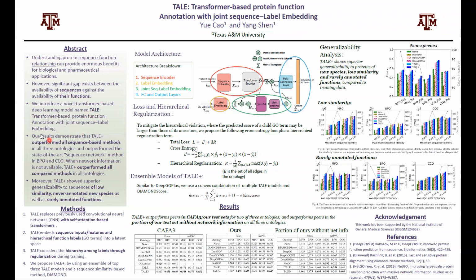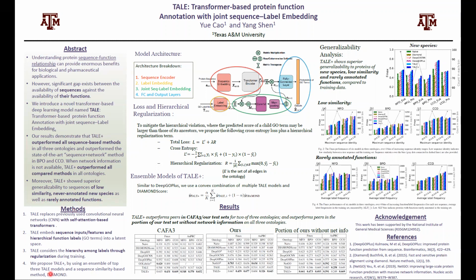TAIL. Our results demonstrate that TAIL Plus outperformed all sequence-based methods in all three ontologies and outperformed the state-of-the-art sequence plus network method NetGO in BPO and CCO. Even when network information is not available, TAIL Plus outperformed all compared methods in all ontologies. Moreover, we have shown TAIL Plus showed superior generalizability to sequences of low similarity, never annotated new species, as well as rarely annotated functions.